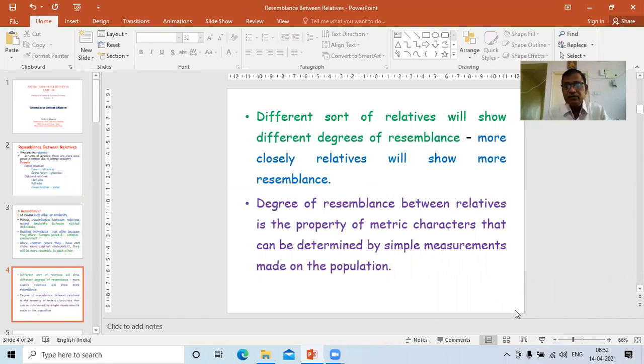What is the linkage that we have to find out: the resemblance between relatives and the property of the metric character. The character may be milk production, egg production, wool production, whatever may be the economic traits that you see. What is the kind of relationship between the resemblance and the metric characters that we shall see, and how that will be estimated through the observational component of variance.